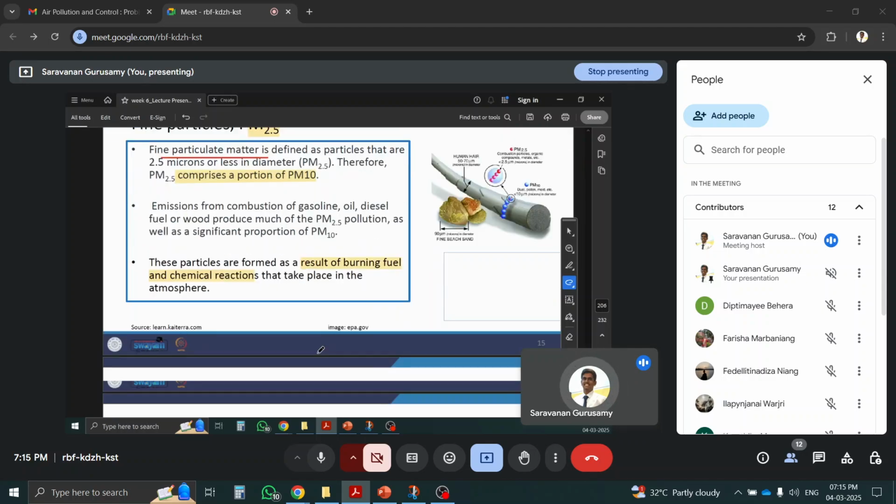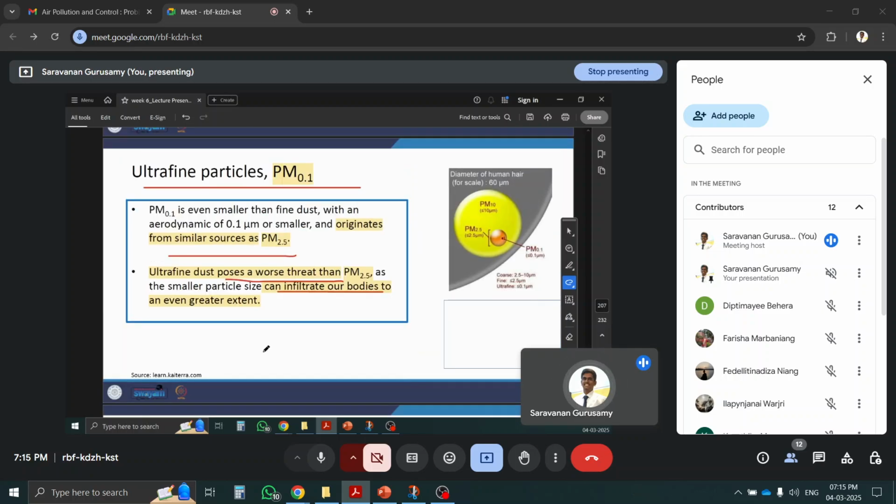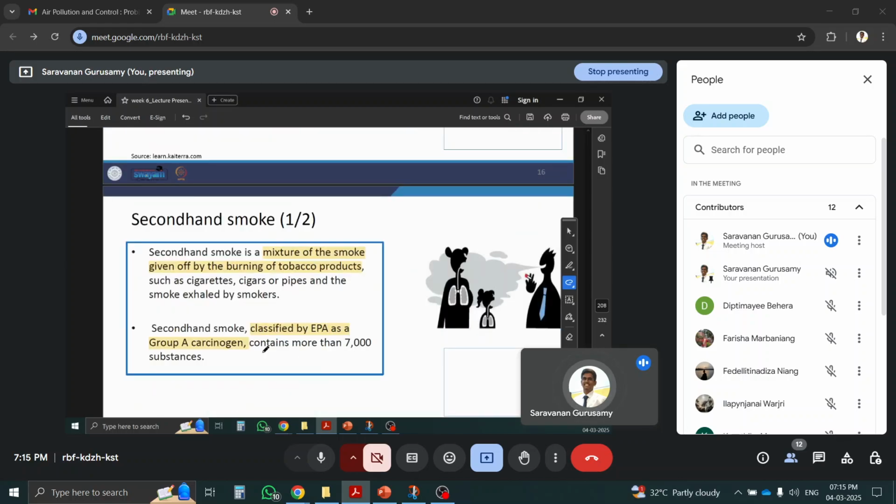resulting from burning of fuels and chemical reactions. It may form ultrafine particles of PM 0.1. So that originates from a similar source as PM10, like burning. Ultrafine particles pose a worse threat than PM 2.5 and can infiltrate our body to an even greater extent. If PM10 itself goes into the lungs, PM 2.5 can go into the arteries. Then think about PM 0.1.